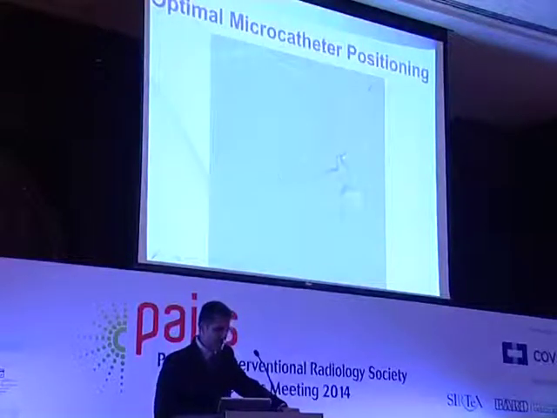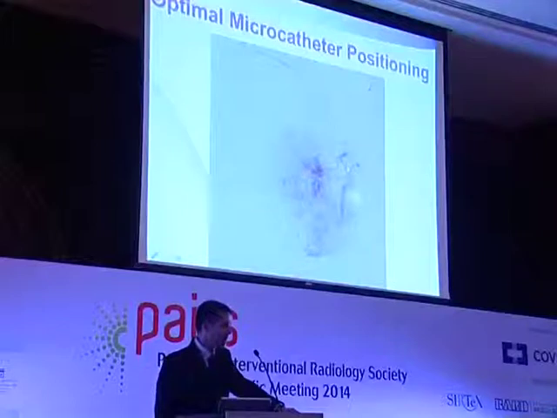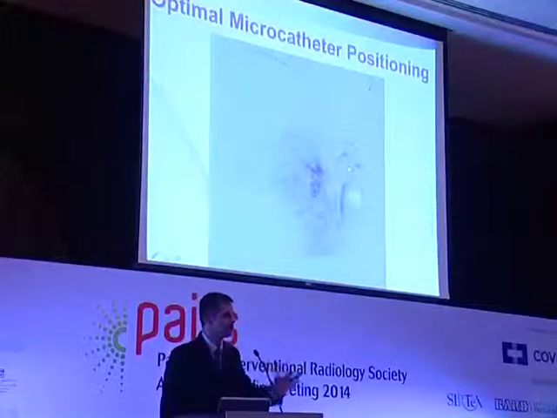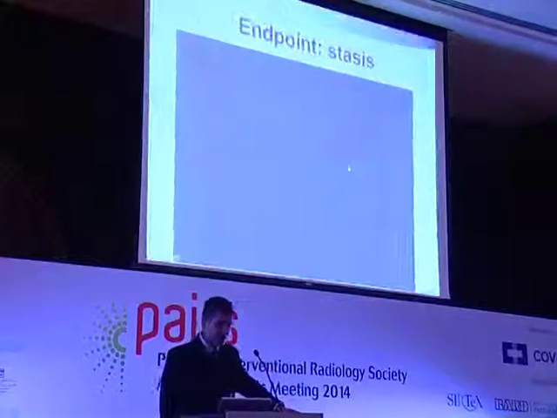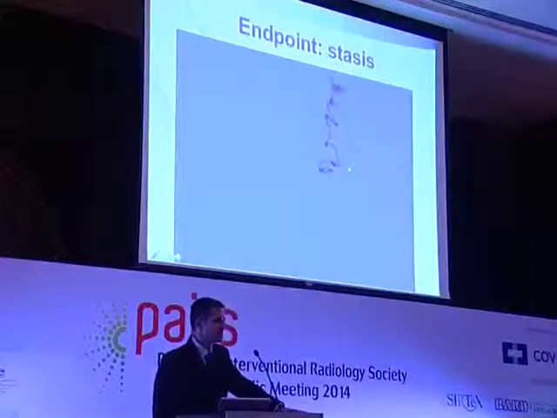So here is the perfect positioning of the microcatheter. We should put it a little bit back before embolization, because if we place the catheter further in, we can get an occlusion of the other vessel. So avoid, in the beginning, going too distal with the microcatheter, to avoid complication, to avoid dissection, and to avoid clot formation in the other vessels. And total stasis as endpoint.